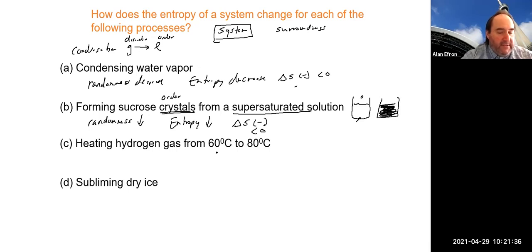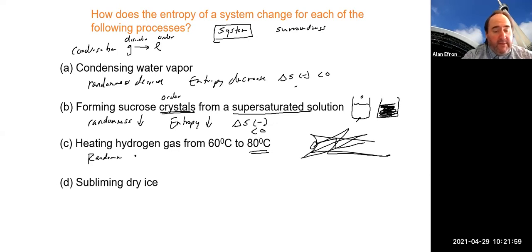Heating hydrogen gas from 60 to 80 degrees. We have our hydrogen gas that's flying around. When we bump up the temperature, it's going to have a lot more energy and be able to fly around a lot faster. That clearly is going to create a lot more disorder as it's flying around faster. We would expect the randomness to increase, and that would then make our entropy increase.